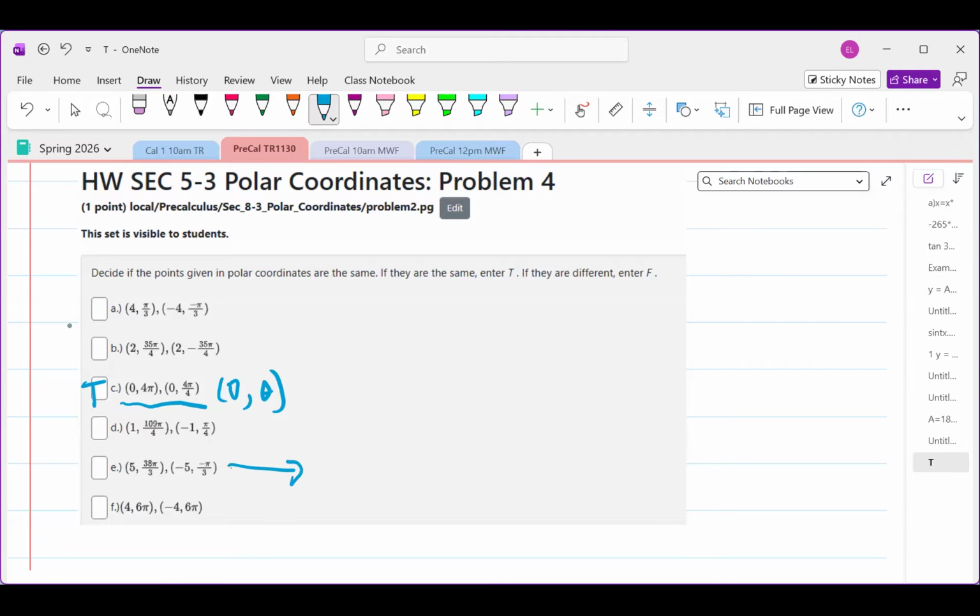All right, so if we take a look at the 5, 38 pi over 3, and negative 5, negative pi over 3. My x coordinate is 5 cosine 38 pi over 3. I'm just going to type that on the calculator. I do want to make sure that my calculator is in radians mode because my angle is in radians. So, radians mode. 5 cosine 38 pi divided by 3. And this gives me negative 2.5.